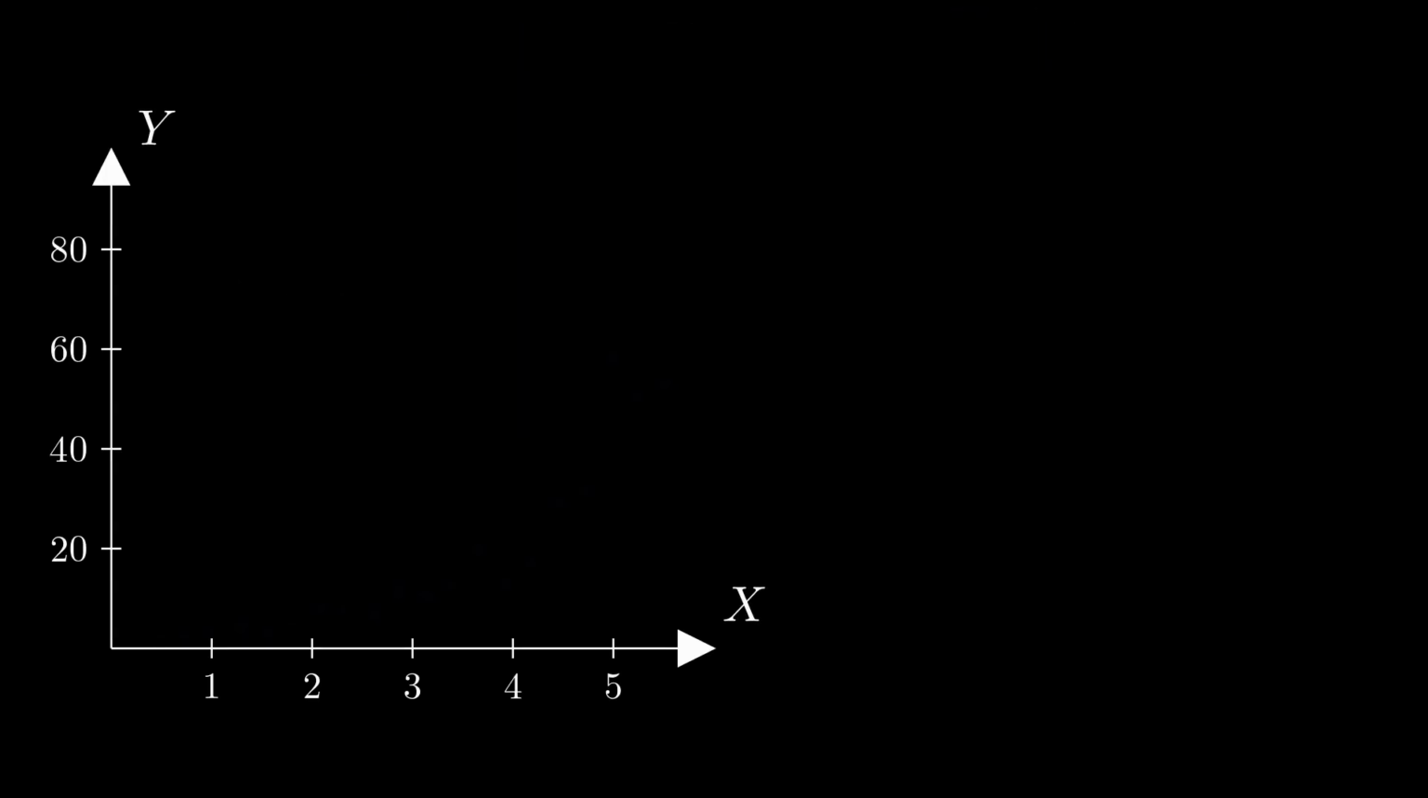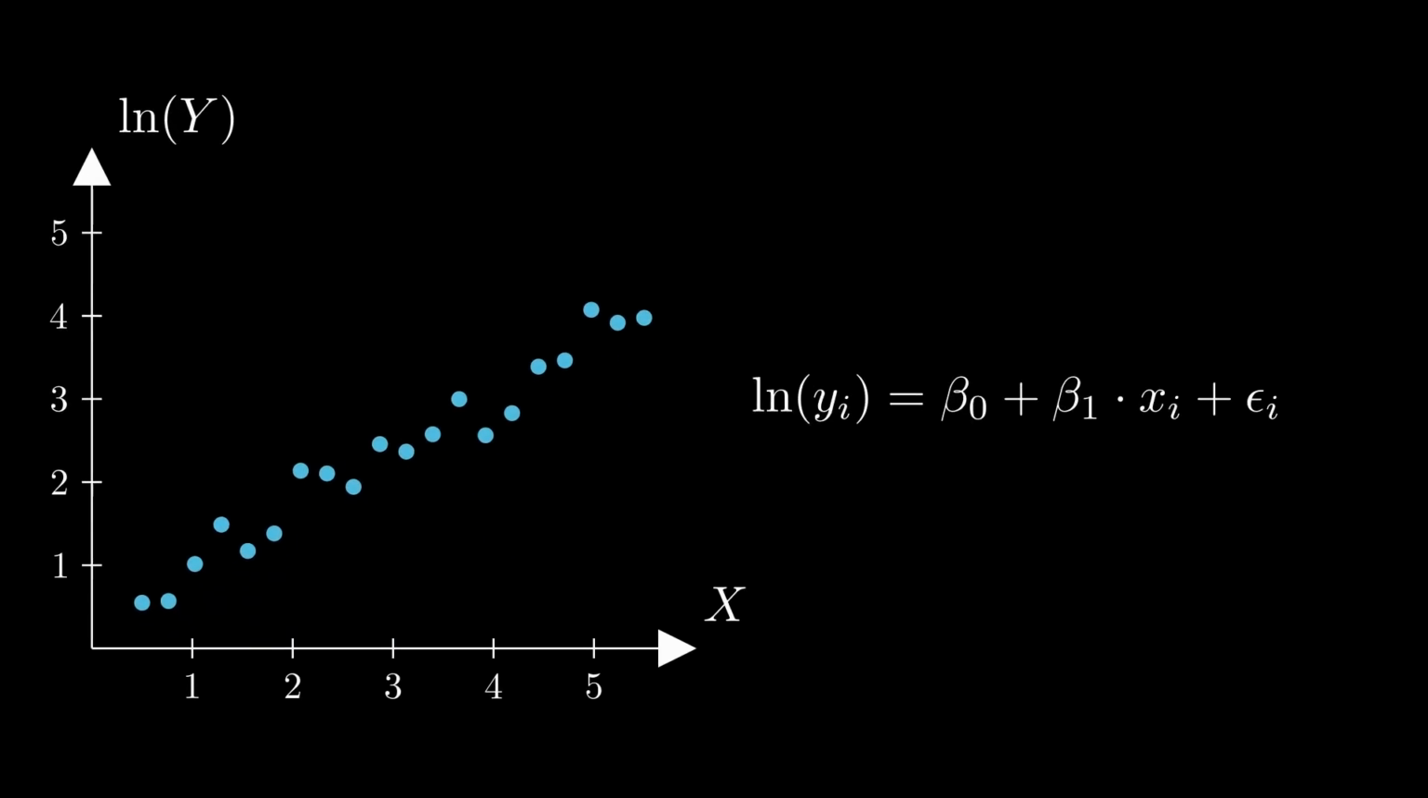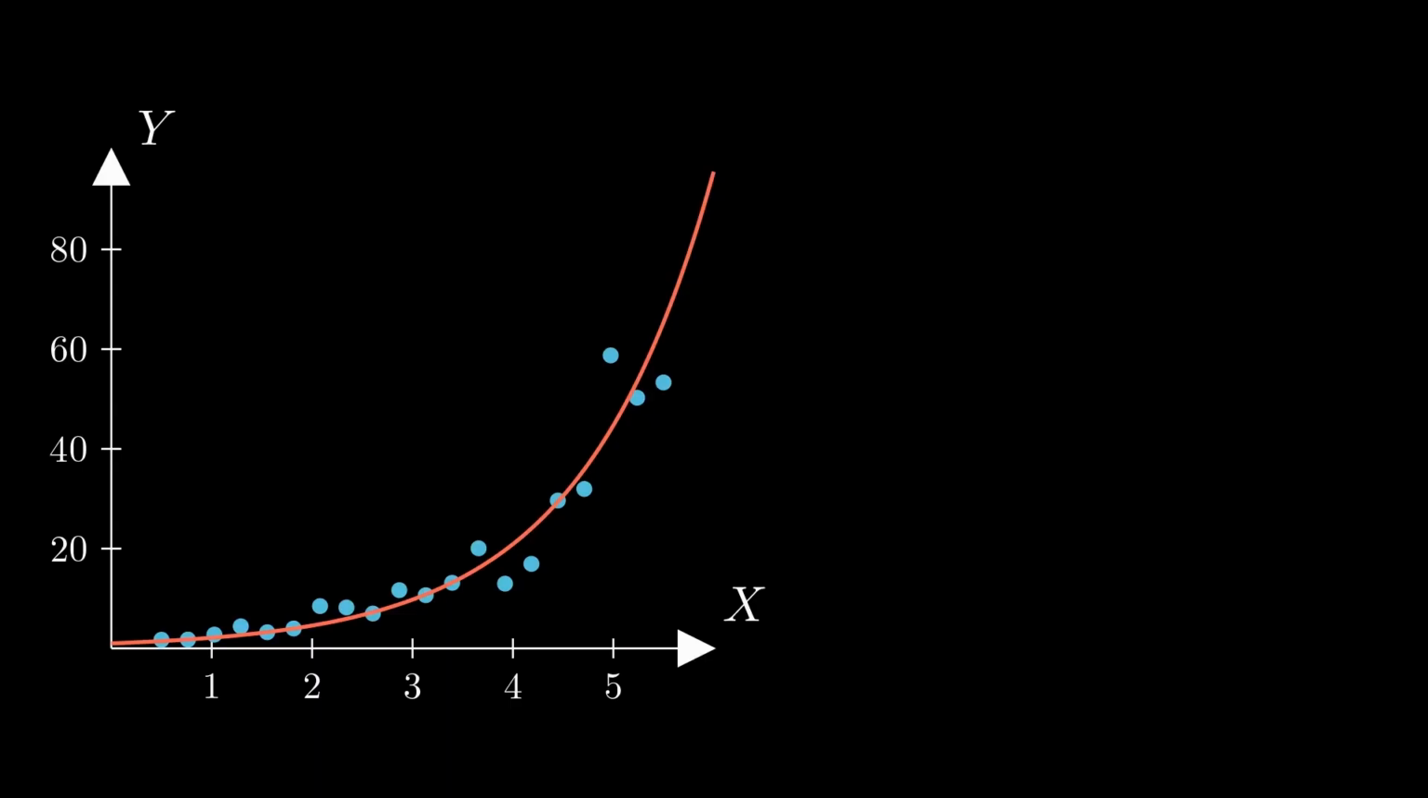Suppose you observe data that follows an exponential distribution. So, you transform the data by taking the log of the response variable. You then perform ordinary least squares on this transformed data to fit a linear model. And finally, you transform the model back by taking the exponential. This introduces bias in the estimation of y.